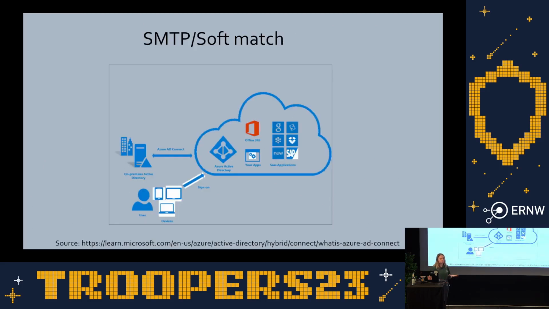So just a few words about the soft match or SMTP match process. This is basically a synchronization process in hybrid environments. In this process, we're taking an existing Azure Active Directory user, and we create a new on-prem user, and we just want to sync the on-prem one into the Azure one. We do it using 2 attributes called user principal name and proxy address. So basically, that's it for the synchronization process.